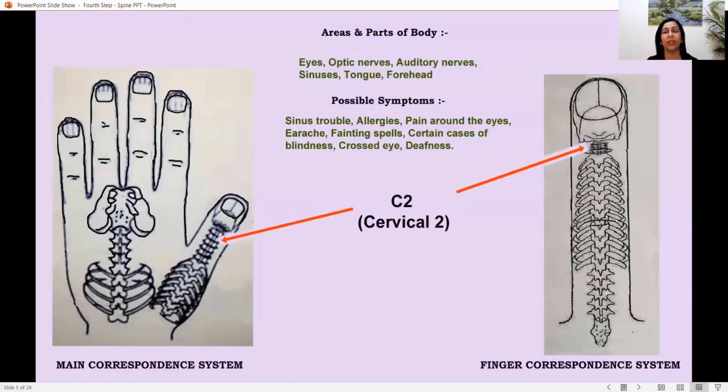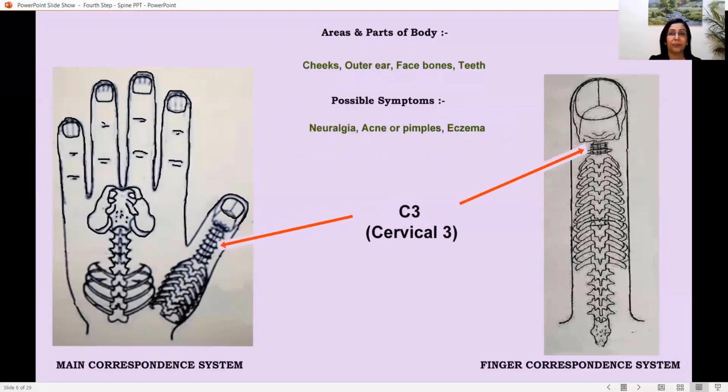C2 has to be treated when there is a problem with your eyes or the optic nerves, auditory nerves, sinuses, tongue, forehead, the possible symptoms being sinus trouble or allergies, pain around the eyes, earache, fainting spells, certain cases of blindness, crossed eye, deafness. In fact, actually, let me just tell you one thing before I continue with this.